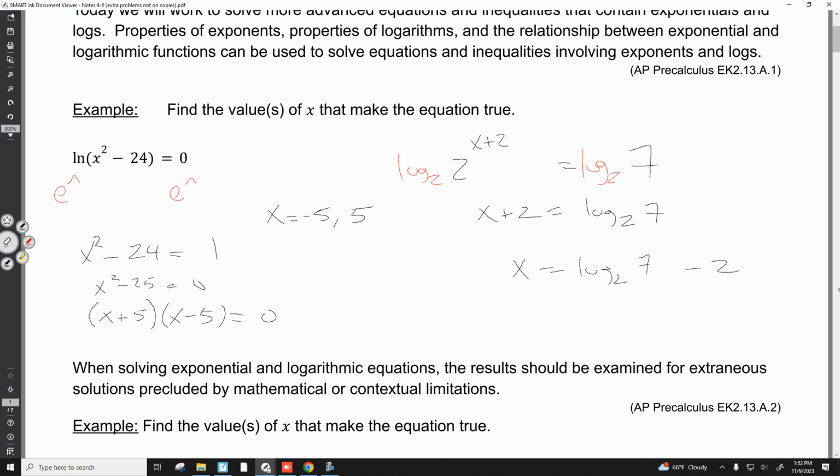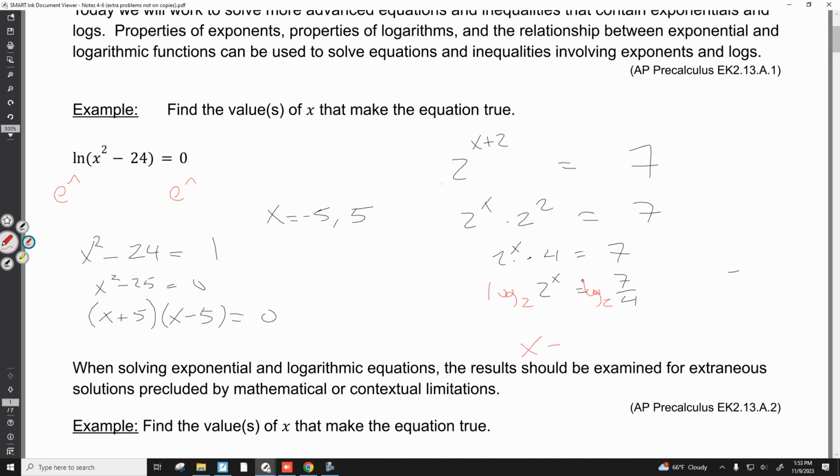Let's say I don't want that form. Well, I could go back and, before taking the log base 2 of both sides, use my exponent properties to write this as 2 to the x times 2 squared. I don't like using 2 squared, but it did show up there. Giving me 2 to the x times 4 equals 7. Divide by 4, isolate the 2 to the x, and now use a log base 2. You get the same exact answer both ways, but like the key.